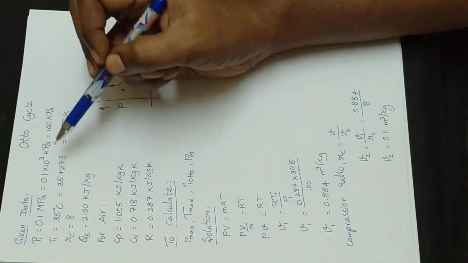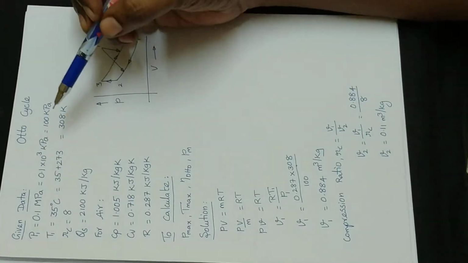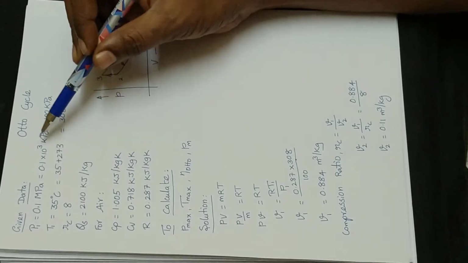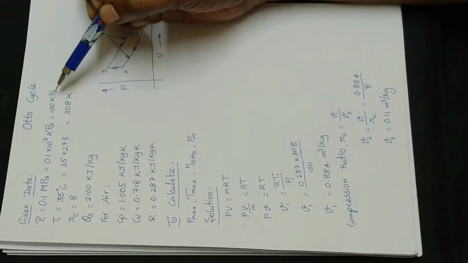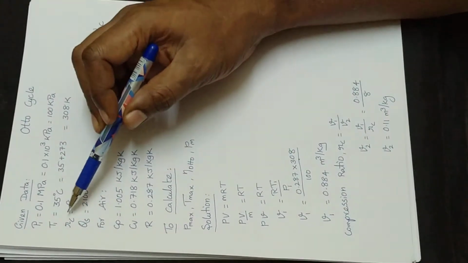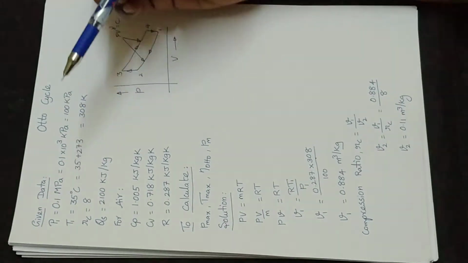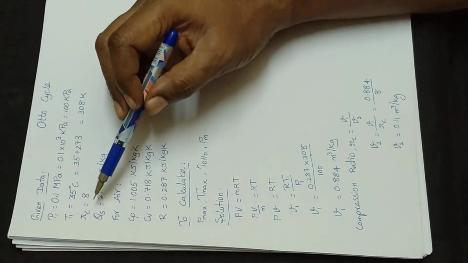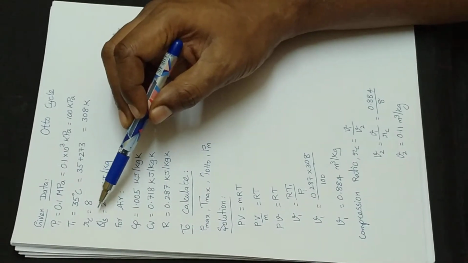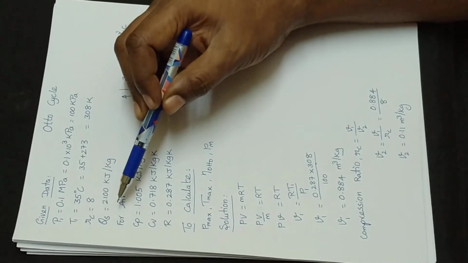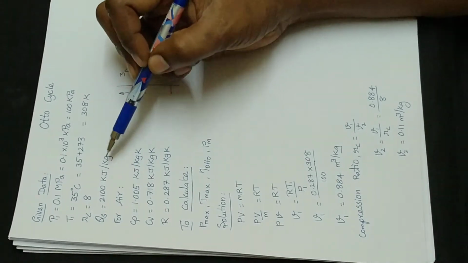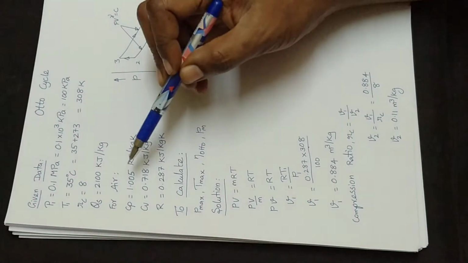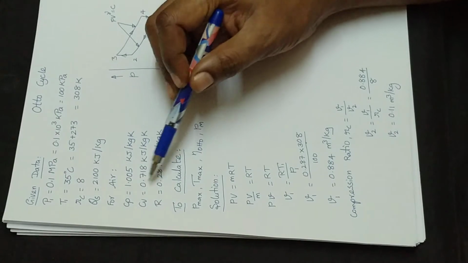The initial pressure P1 is 0.1 megapascal, which is 0.1 into 1000 kilopascal, equal to 100 kilopascal, and the initial temperature is 35 degrees Celsius. By adding 273, we get 308 Kelvin. We are also given the compression ratio as 8, and heat supplied during the cycle is 2100 kilojoules per kilogram. For air, Cp, Cv, R values are constant.